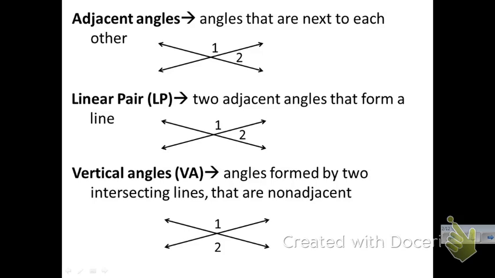Vertical angles are angles that are formed by intersecting lines and they are non-adjacent. I like to tell my students that they form an X, and that seems to help them remember what vertical angles are. Because they are vertical, they also are congruent. So we would say angle 1 and angle 2 are congruent. Or you could say that if angle 1 was 150 degrees, then angle 2 would also be 150 degrees.